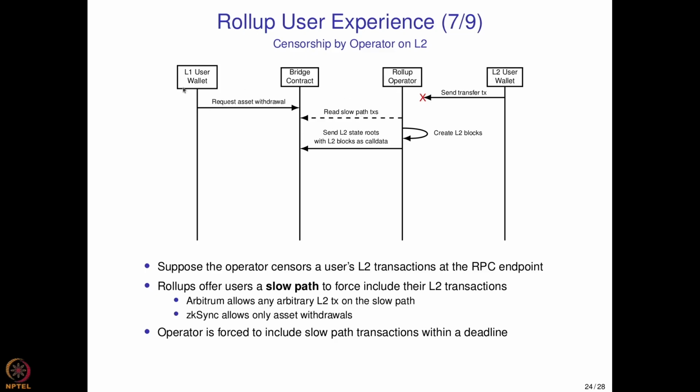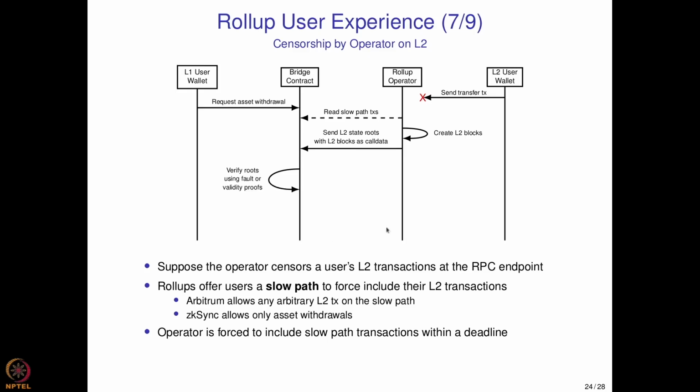So slow path transactions are included in the bridge contract. They are seen by the bridge contract. After a deadline, maybe within 1 day, within 24 hours, layer 2 blocks have to include those slow path transactions. If they don't include those slow path transactions, then they'll be rejected. So the operator is forced to include slow path transactions within a deadline.